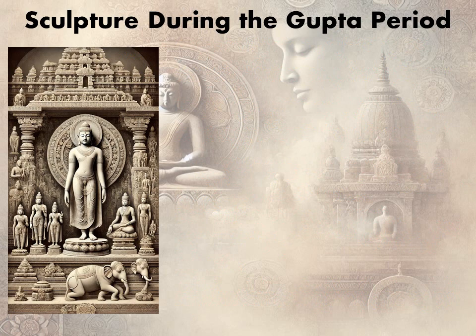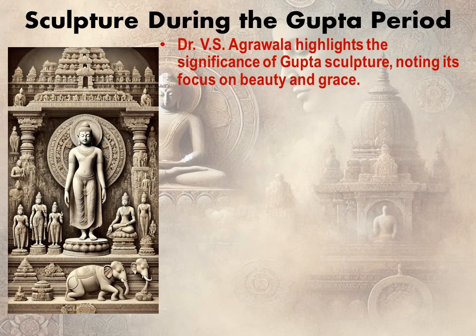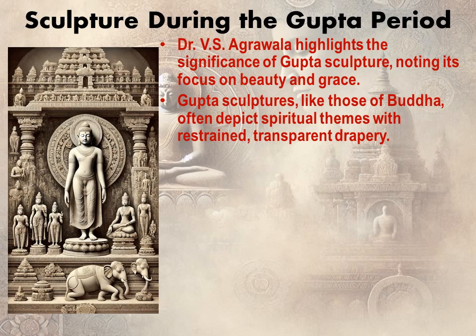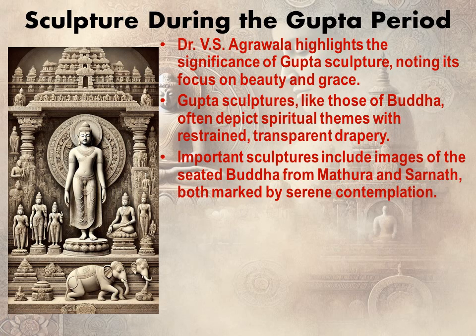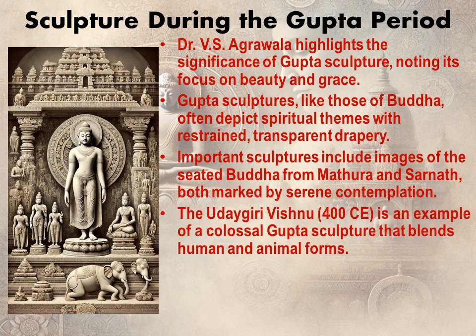Sculpture during the Gupta period. Dr. V. S. Agarwala highlights the significance of Gupta sculpture, noting its focus on beauty and grace. Gupta sculptures, like those of Buddha, often depict spiritual themes with restrained transparent drapery. Important sculptures include images of the seated Buddha from Mathura and Sarnath, both marked by serene contemplation.